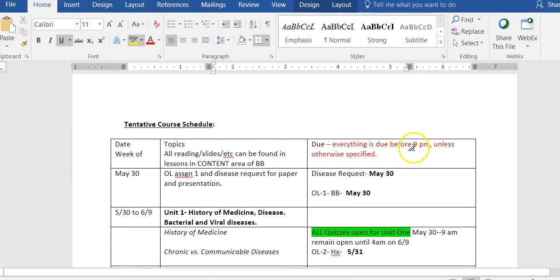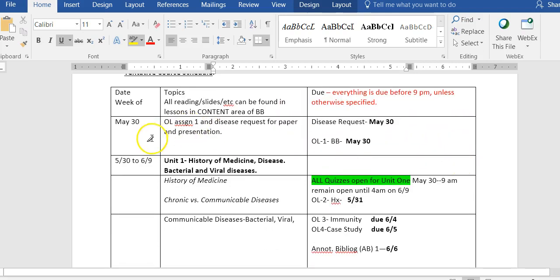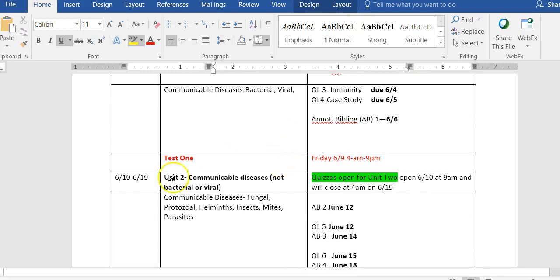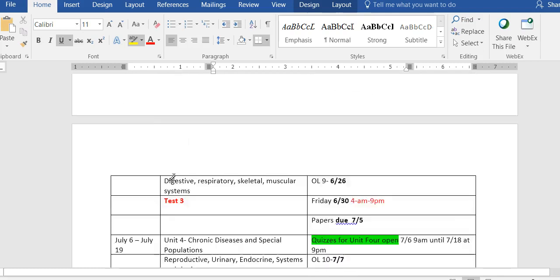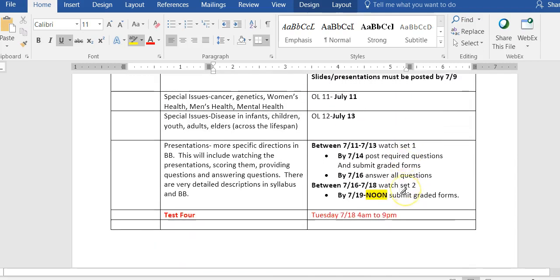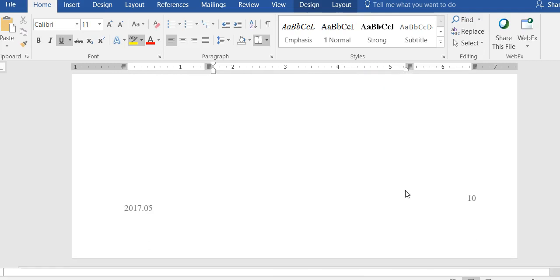And now what we have is a tentative course schedule. This is rarely changed once we start. And you can see the first unit is just a couple days long. And then Unit 1, Unit 2, Unit 3, and Unit 4. And so that's how the class will run.